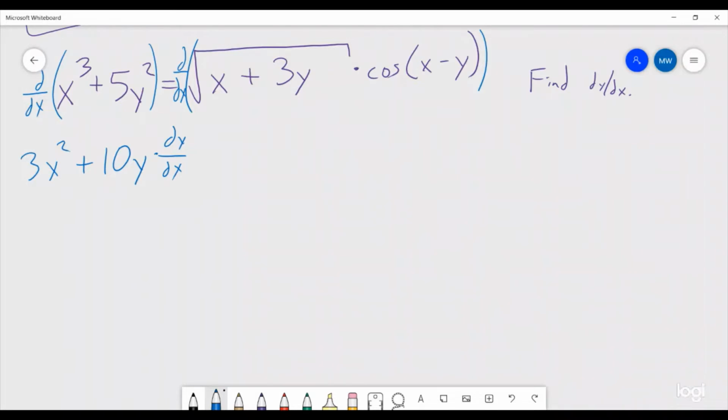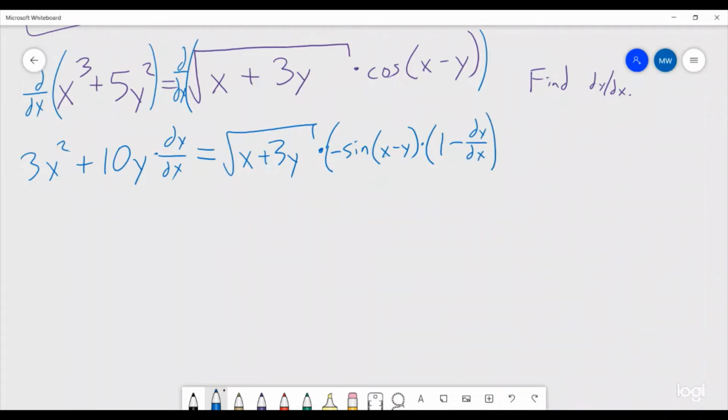The next one is the derivative of the square root of (x plus 3y) times cosine of (x minus y). This is going to be a product rule along with the chain rule. So that's equal to the first times the derivative of the second, so square root of (x plus 3y), times derivative of cosine, that's a negative sine of (x minus y), times the derivative of the inside, (1 minus dy/dx), and then close that parenthesis.